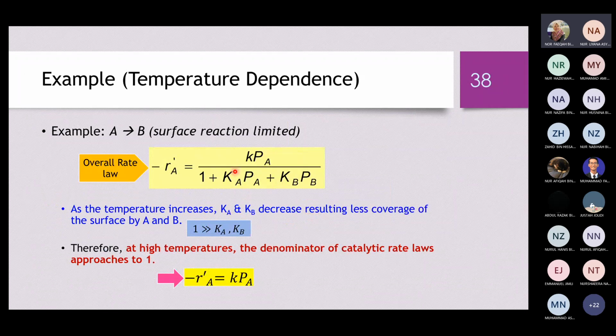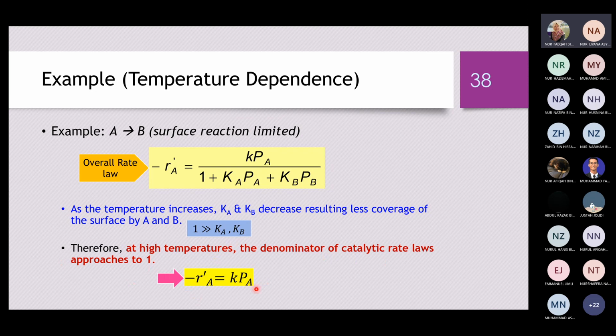So both adsorption equilibrium constants of A and B will decrease. So one is much larger than Ka and Kb. Therefore, at high temperature, the denominator of the catalytic rate law approaches 1, because this term is much smaller than 1, so it can be negligible when the reaction is conducted at very high temperature. Okay, and then the catalytic rate law approaches 1.